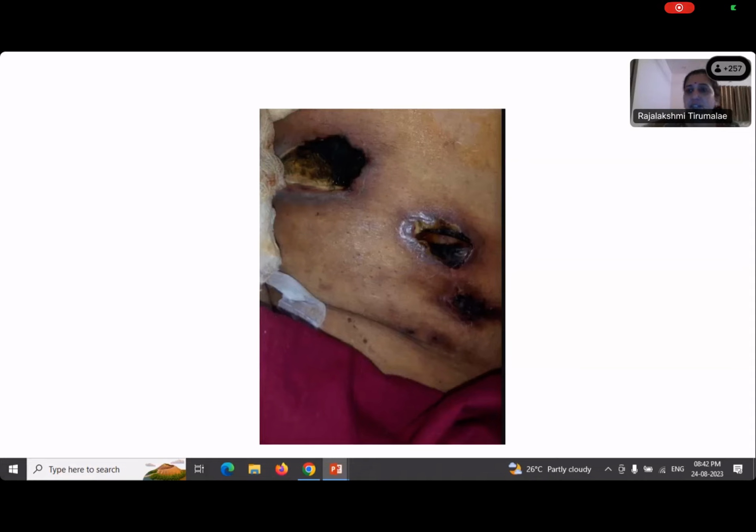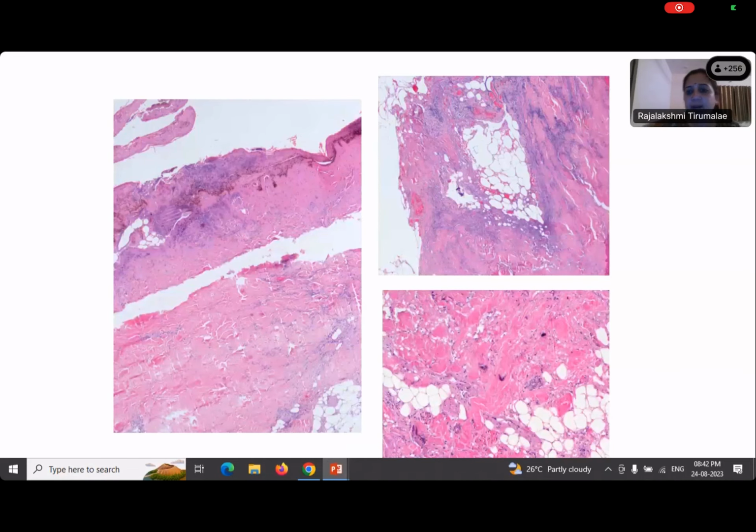And it came to us with clinical differentials of pyoderma gangrenosum versus medium vessel vasculitis. So these were the differentials that we got. And she had undergone a biopsy somewhere else, right? So these were the sections that we got. And if you look at it, there's not really much that you could make out. There seemed to be some dermal sclerosis.